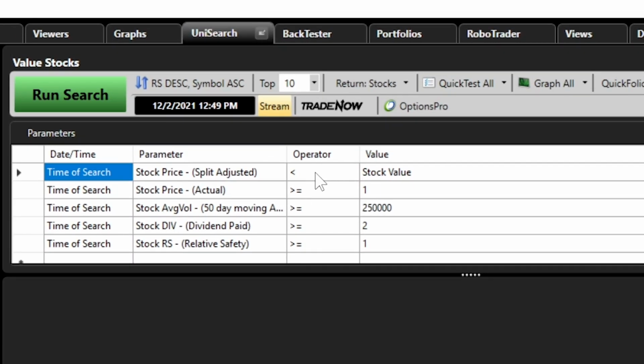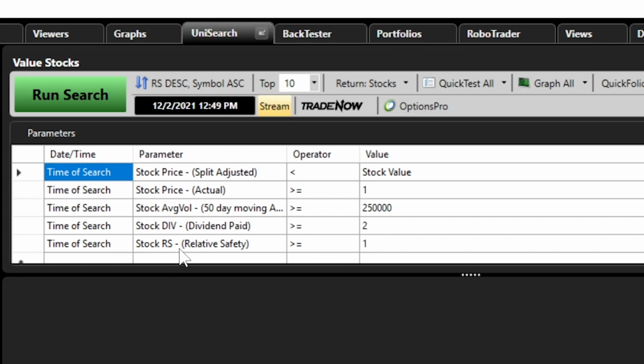So the stock is less than its value. In VectorVest, we assign an intrinsic value on every stock. In this case, because we're looking at value stocks, we want to find undervalued stocks. Price greater than a dollar. Again, we want liquidity, so the average volume's got to be greater than 250,000 shares. Now, this is where the passive income comes in. I want stocks that pay a dividend of at least 2 dollars.